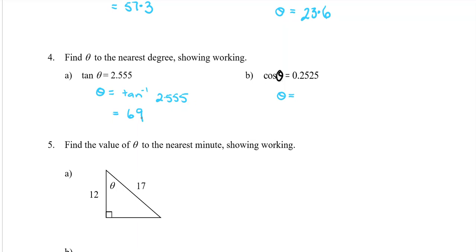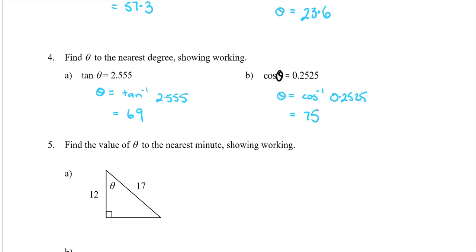Okay, Sophie, how do I get that theta by itself for this one? Inverse cos or shift cos. Okay, and who has an answer? But to the whole number, we don't want decimals this time. Just 75. Yep, because it says to the nearest degree means I don't want any decimals, I just want the nearest whole number.